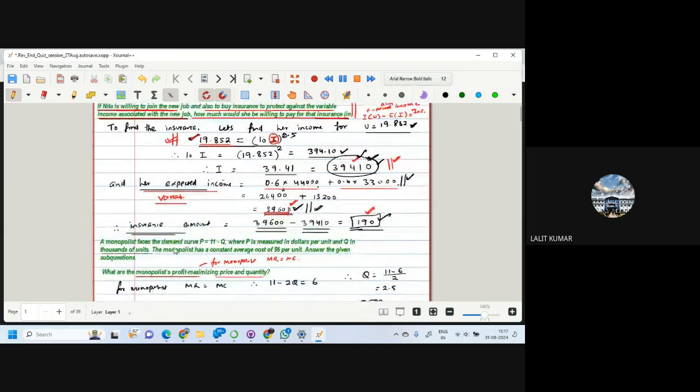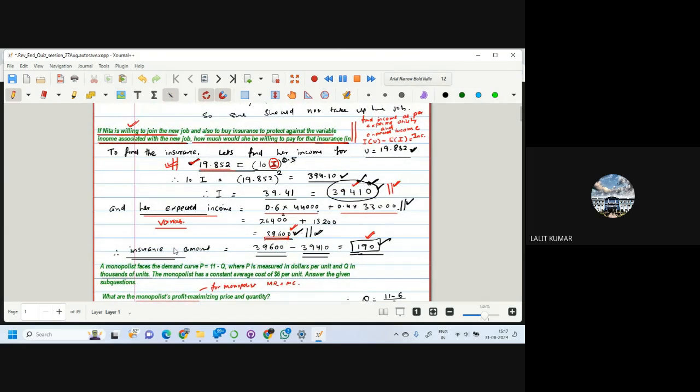Yes, sir. So how I did that, sir, I arrived from this that if Nita is willing to join, it means she is joining now. And from that, what was her expected utility? I derived the income from there, that she needs this much income, and her expected income is this much. So the insurance will be the difference between that. She pays that so that she's assured that she'll get it.